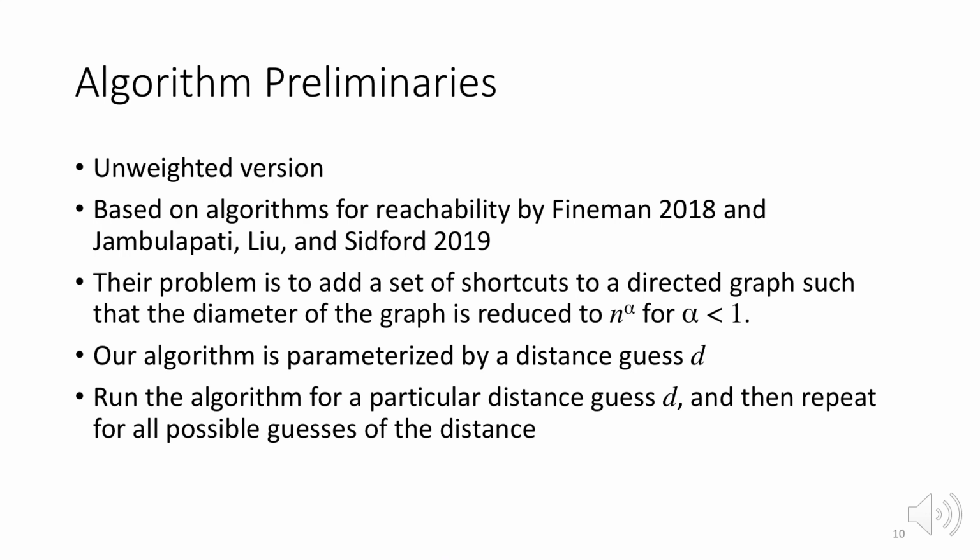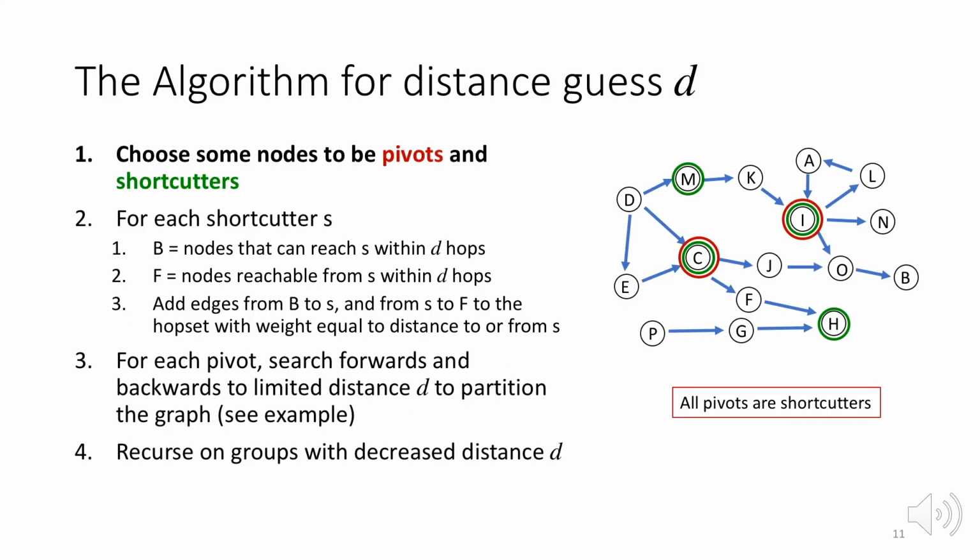For them, the problem is to add a set of shortcuts to a directed graph such that the diameter of the graph is reduced to n to the alpha for some alpha less than 1. Our algorithm is trying to build a Hopset, so we're more concerned about distance. So our algorithm is parameterized by a distance guess d, and we run the algorithm for a particular distance guess d, and then repeat the whole algorithm for all possible guesses of the distance.